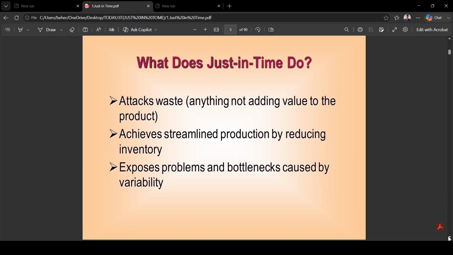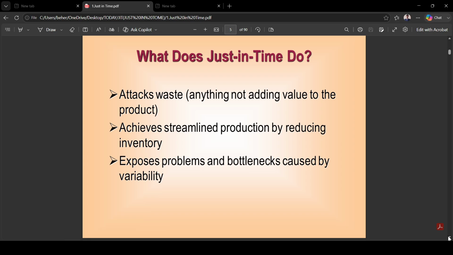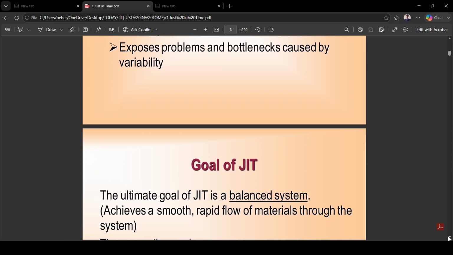It attacks waste, anything not adding value to the product. It achieves streamlined production by reducing inventory. It exposes problems and bottlenecks caused by variability.